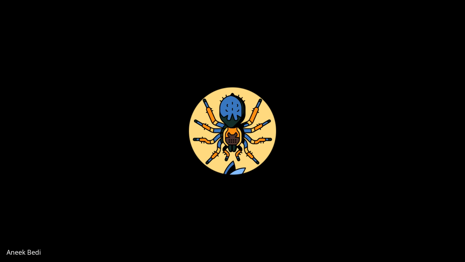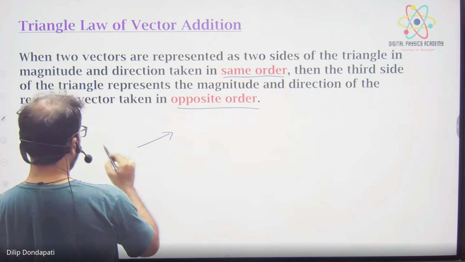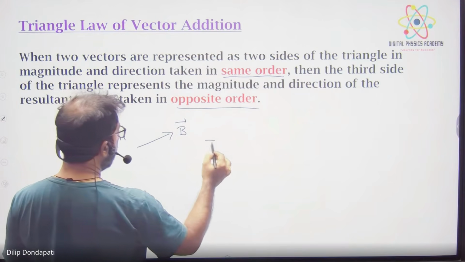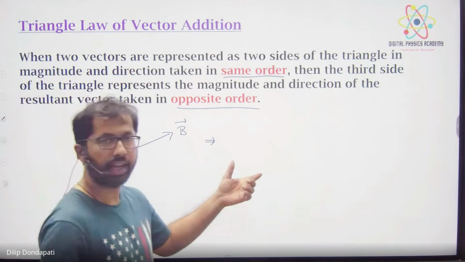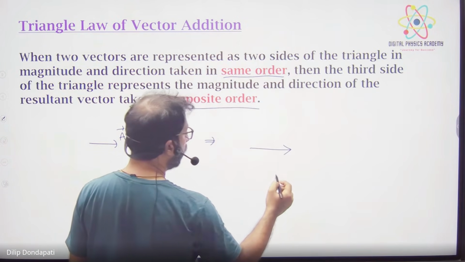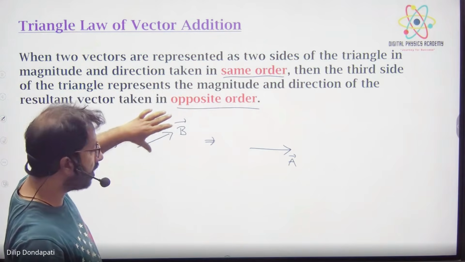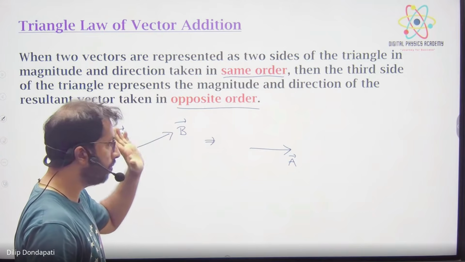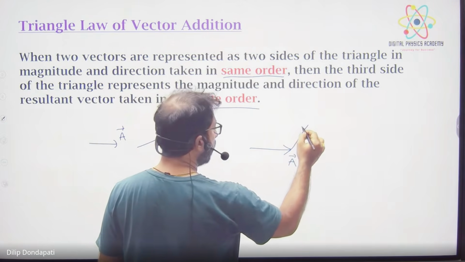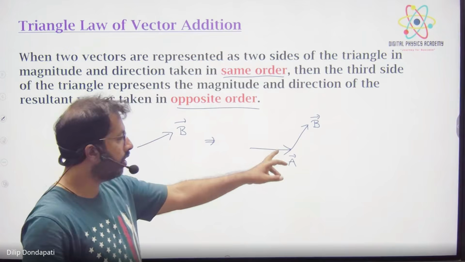Suppose two vectors are there. One is like this vector, one is like this vector: A vector, B vector. I want to add by using the triangle law. So first, the same A vector, which does not change direction and magnitude. And here we will connect the B vector, whose direction and magnitude should be the same, such that they are taken in the same order. Because this is the same order, head to tail we are connecting.